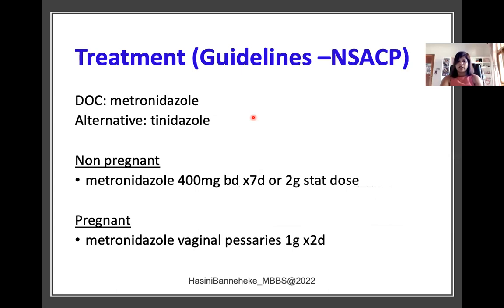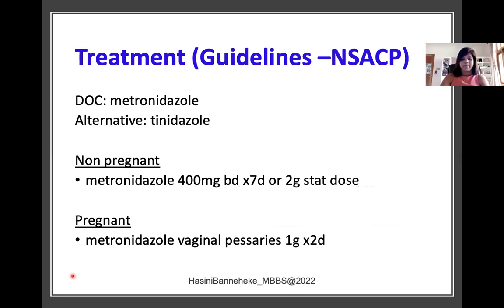Right. So let's look at the treatment. Are there any questions up to now, before we reach the latter part of the lecture? If you have any questions, you can ask. You can unmute yourself and ask me questions.